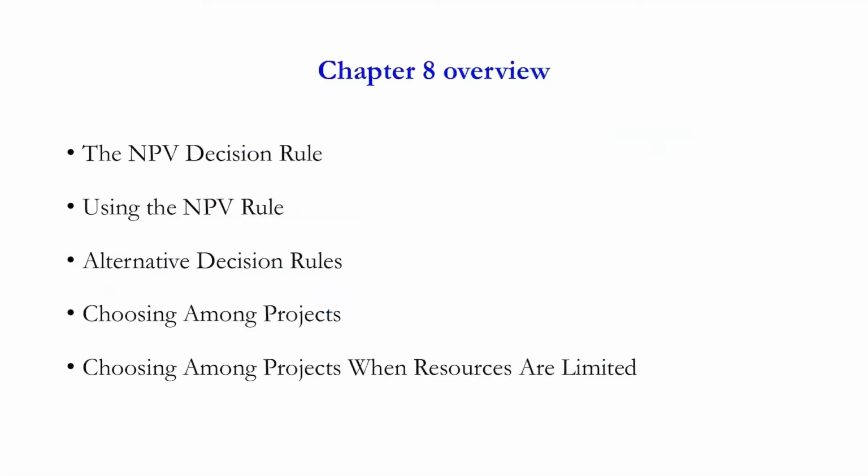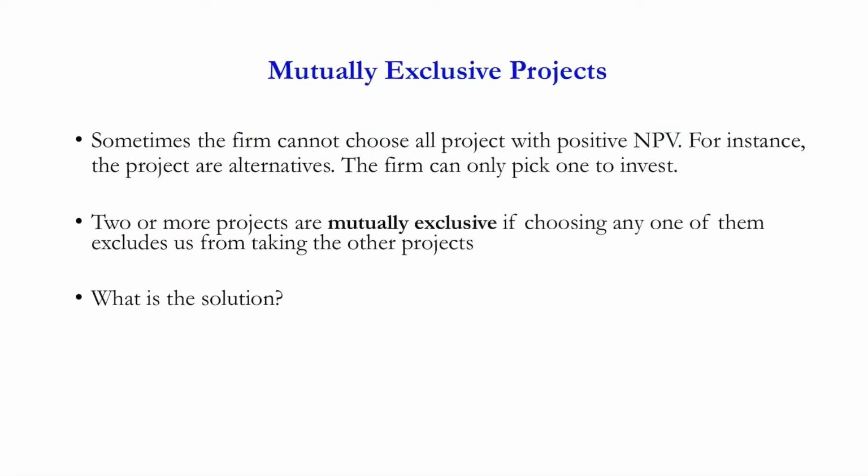In this lecture, we are going to talk about how to choose among projects. So far, we have learned about investment decision rules for a standalone or an independent project. But in this video, we are going to see how to deal with mutually exclusive projects. So, first of all, why can the firm not choose all the projects with positive NPVs? Because a project with a positive NPV will increase the value of the firm.